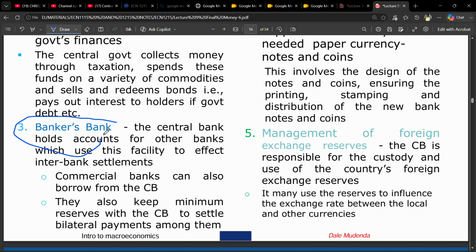If a bank like Zanaco goes to the central bank to deposit money, it leaves some there as a reserve. That reserve is an asset for the commercial bank, and it is a liability for the central bank. Okay, I hope I'm making sense.